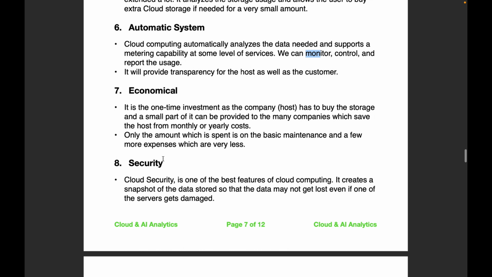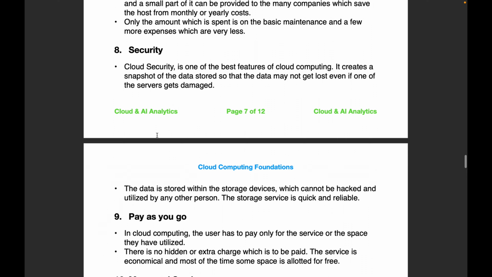The next thing is security. I have already spoken about this point. Security is one of the best features of cloud computing. Every data is encrypted, and only people with required access will be able to access the data. Identity and access management is implemented in such a way that only people with required access can access the data or the service. And whatever data we upload to cloud storage is encrypted by default.